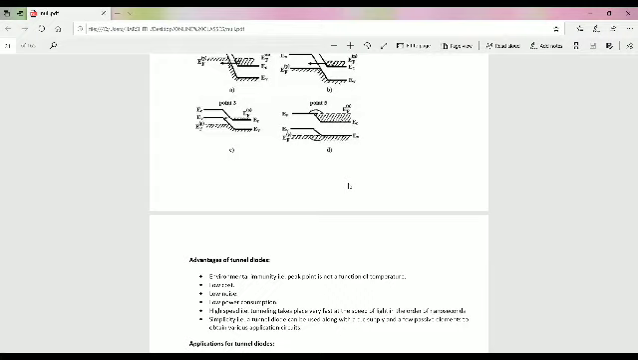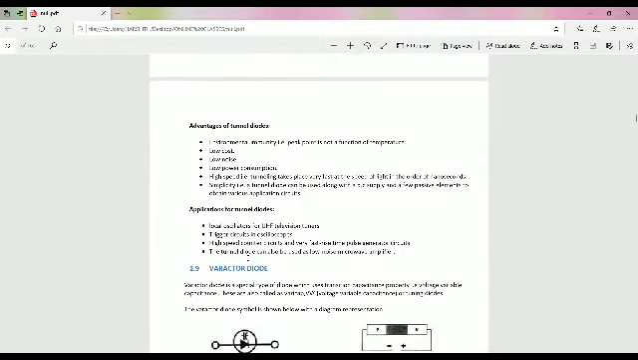This is 1 part in 10 to the power 3, so it is very high speed with low power consumption and low cost. Also environmental immunity and simplicity. Applications: oscillators, triggering circuits in oscilloscopes, high speed counter circuits. Tunnel diodes can also be used in low noise microwave amplifiers. These are all the applications.